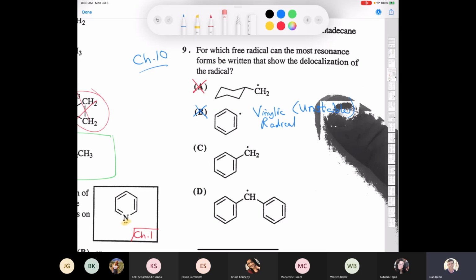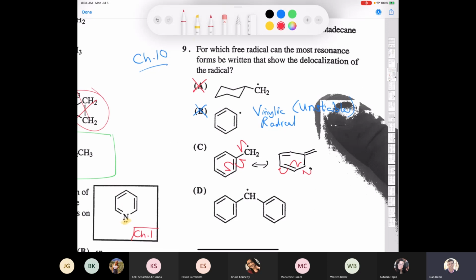Whereas if we look at C, C definitely does have resonance contributors. You could start drawing resonance structures like this. So I'll just draw the first one quickly, where we have the double bond like this, and then like this. And then, of course, you could keep moving that unpaired electron around, and so on and so forth. So C does have 3 more resonance contributors because it is benzylic.